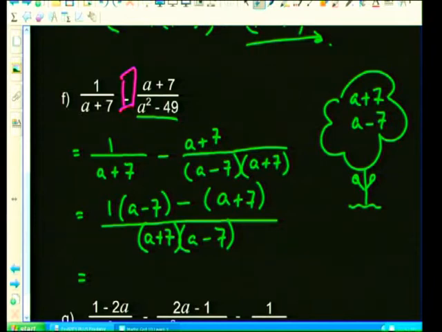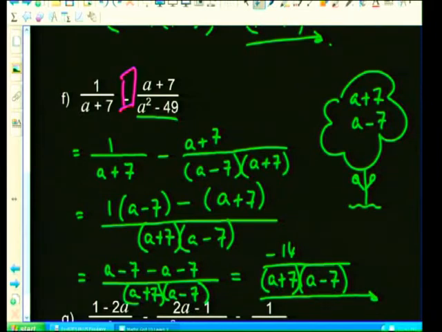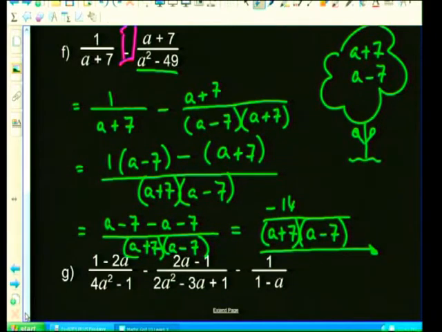All right, so on top, we've got an a minus 7, minus a minus 7, and at the bottom, we've got an a plus 7, a minus 7, and moving across here, we'll have negative 14 over a plus 7, a minus 7. Can anything factorize and disappear? Absolutely not. So that's our final answer. Let's move on to our last question on this slide.